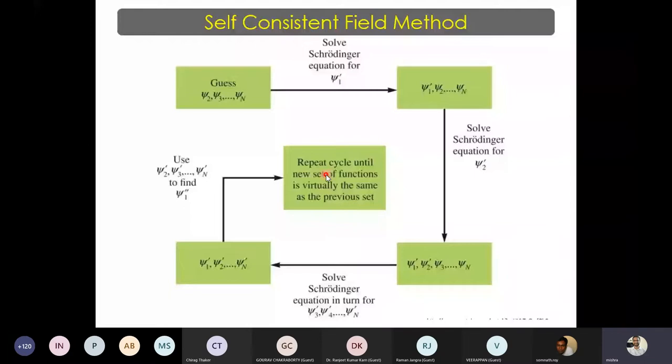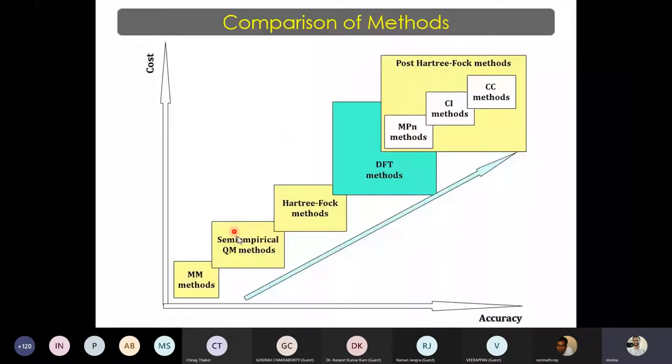But this way, this method makes the electron, instead of seeing other electrons, interact with the field produced by all other electrons, and we solve this process by self-consistent field. This idea, plus a few other requirements that are necessary for the fermionic nature of the electrons, led us to what are called the Hartree-Fock methods, also known as the Hartree-Fock self-consistent field method. So this becomes the starting point of any quantum mechanical calculations that we do.